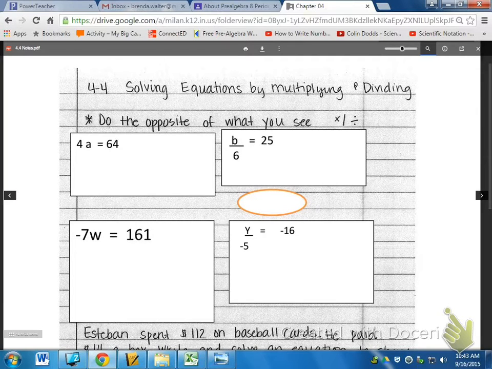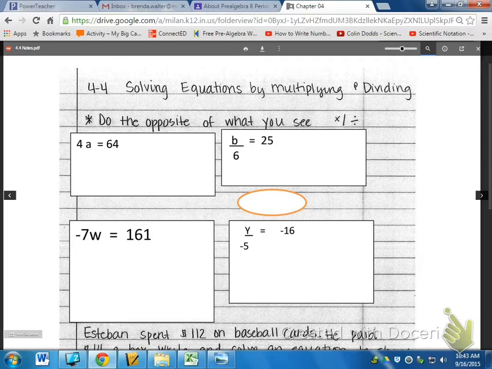We're doing lesson 4.4, solving equations by multiplying and dividing. These are also known as solving one-step equations. So you'll be doing one operation. It's very similar to what we did yesterday. Again, you can see here, do the opposite of what you see, only this time we will be doing the opposite of multiplying and dividing.